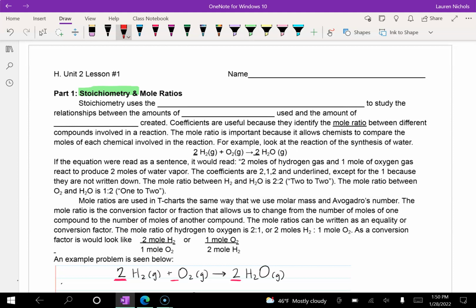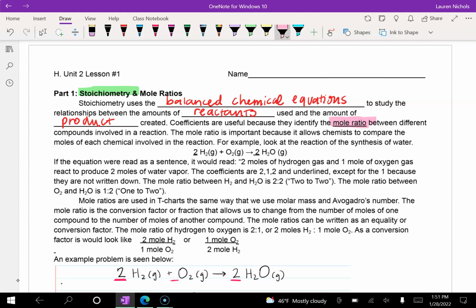Now, stoichiometry is the title of this unit, and it's basically the study of relationships, and it uses a balanced chemical equation to do so. So yes, balancing chemical equations is coming back into our lives, and it's used to study the relationships between the amount of reactants that are used and the amounts of product that are created. And so the coefficients in these balanced chemical equations are useful because that is what we use to identify our mole ratio between the compounds.